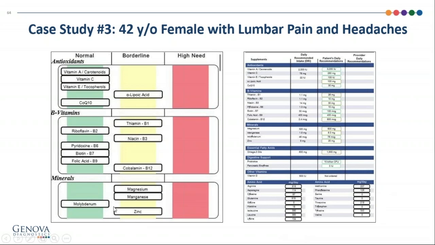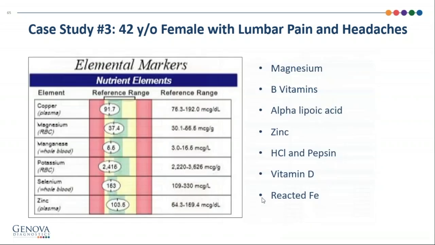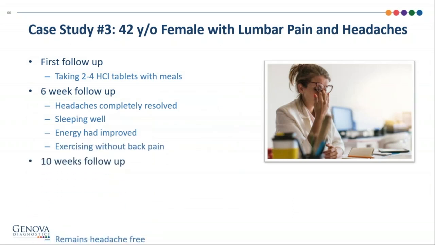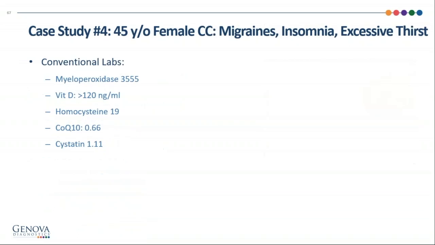And so when you see this, the very next page on your NutrEval is going to show your amino acids. And I wasn't surprised to see this low as well. So we're going to work on giving her hydrochloric acid and pepsin. We also gave her other nutrients that she was kind of low in, including zinc. We improved her iron, which isn't listed here, but in mainstream medicine, it's easy to get an iron. We improved her B vitamins and her magnesium. In 6 weeks, her headaches had completely resolved. She was sleeping well, her energy improved, and she was eventually able to exercise without back pain. And in 10 weeks, she was headache-free.